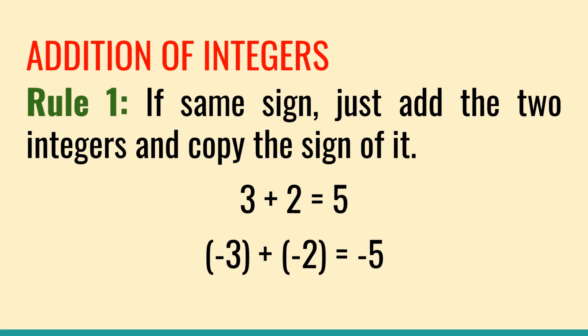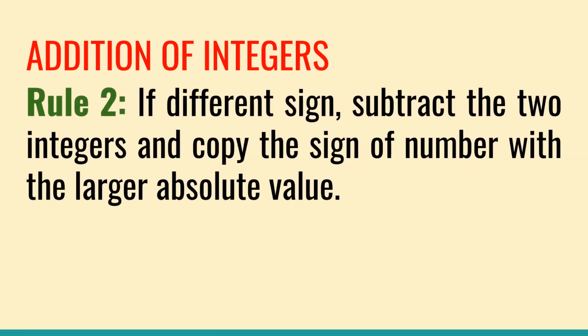Rule number 2. If different sign, subtract the two integers and copy the sign of a number with larger absolute value. Muli, kung ang mga numbers ay magkaiba ng sign, magbabawas tayo o tayo ay magsasubtract. At kokopyahin natin ang sign ng number na may mas mataas na absolute value. Halimbawa, positive 3 plus negative 2 is equal to 1.